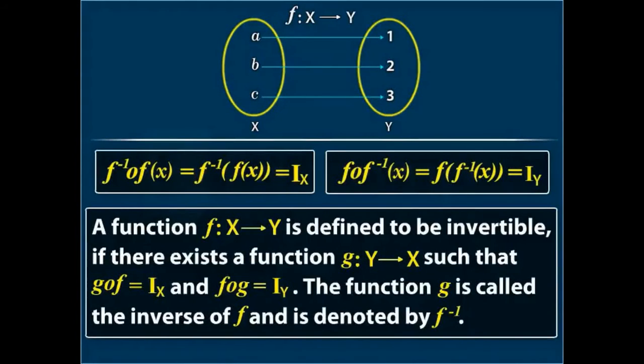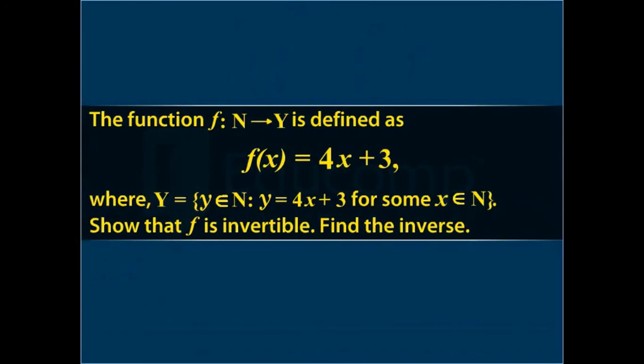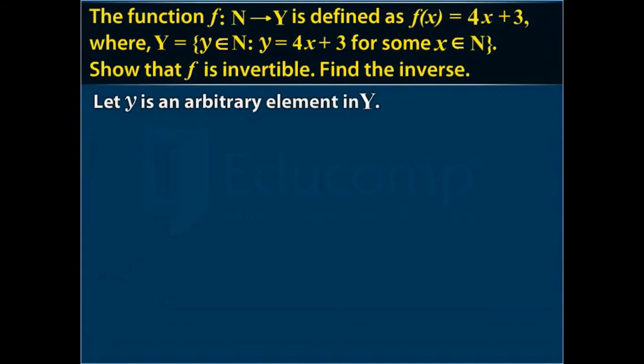Now let's see how we use this fact to identify invertible functions. Suppose we are given a function f so that f of x equals 4x plus 3. We need to show that it is invertible. Also, we need to find the inverse of f. Let us assume that y is any arbitrary element in the range of f. Then y equals 4x plus 3 for some x in the domain of f.